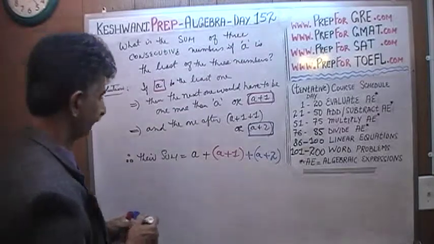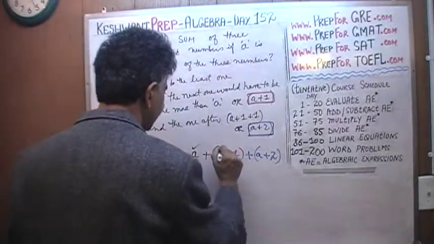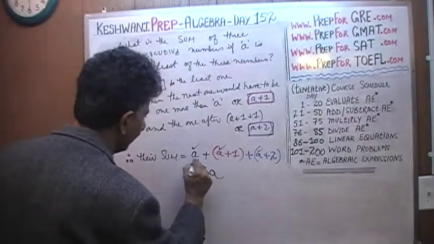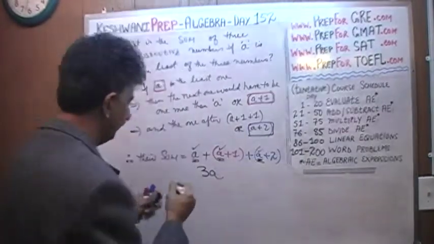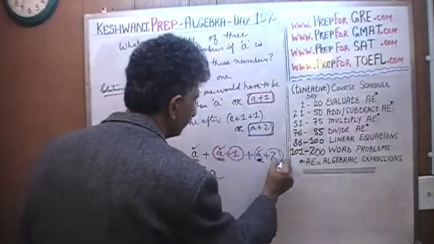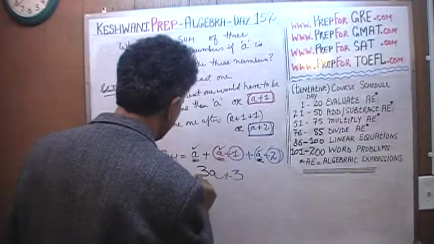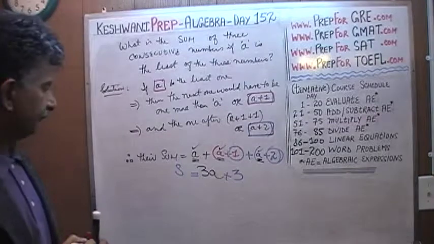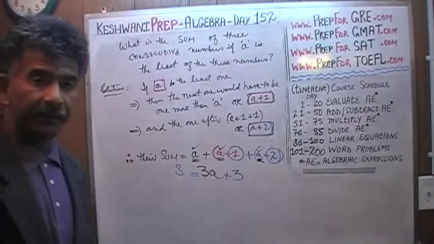Let's do it. We have one A, another A here, and another A here. So we have three A's. And then we have 1 plus 2. 1 plus 2 is 3. Voila, that is the sum. Let's call their sum S, just to keep it simple.